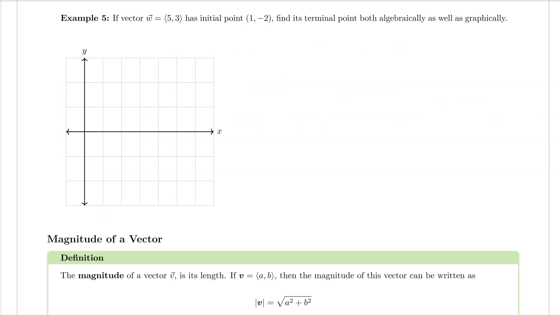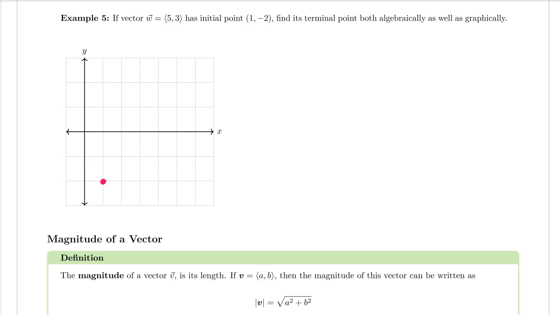Example 5 says if vector w is equal to 5, 3 and has initial point 1, -2, find its terminal point both algebraically as well as graphically. So let's go ahead and plot our initial point. 1, -2 would be right here. We'd go right 1 and then down 2 units.